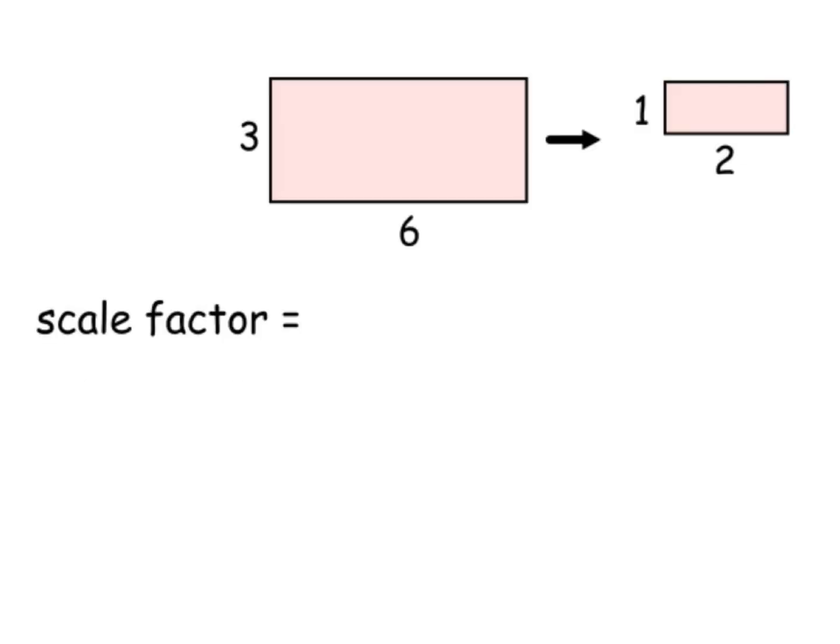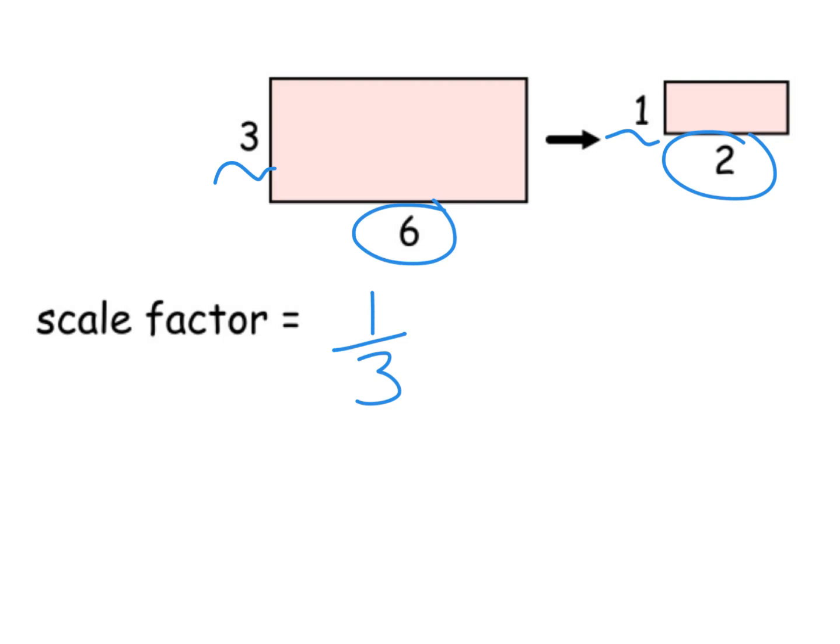Here is one where it is a reduction this time. This shape has been reduced, and if you look at these measurements, I've gone from 6 to 2, or from 3 to 1. So I've reduced it by 3, but we wouldn't say that's a scale factor of 3 in this case, because if your scale factor is 3, that means 3 times bigger. So what can we do to make it look like 3 times smaller? Well, that would be called a third. So dividing by 3 is the same as writing a third.